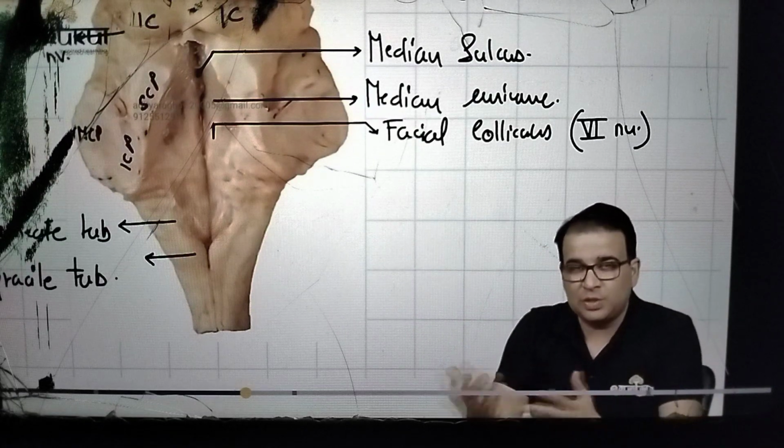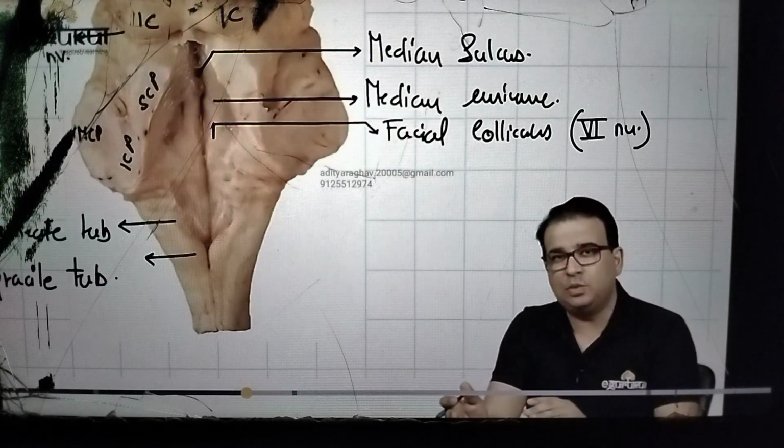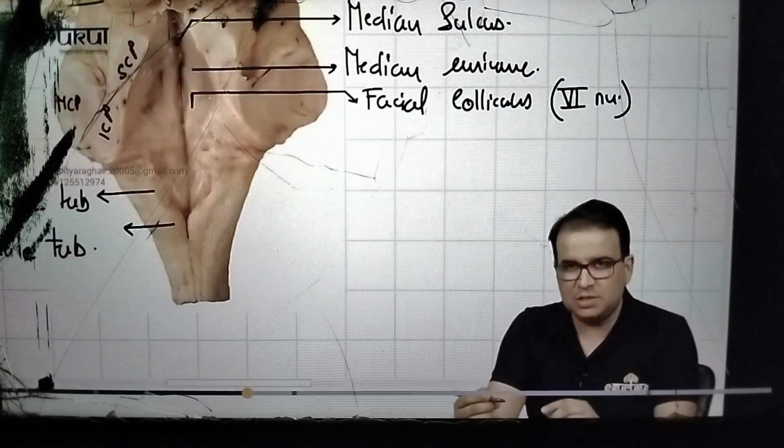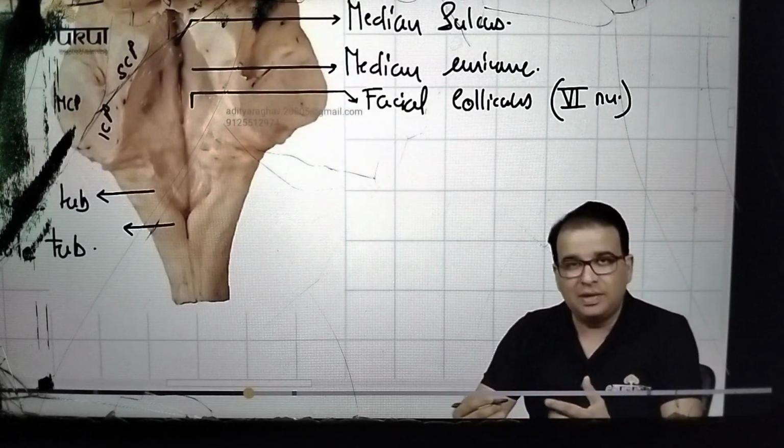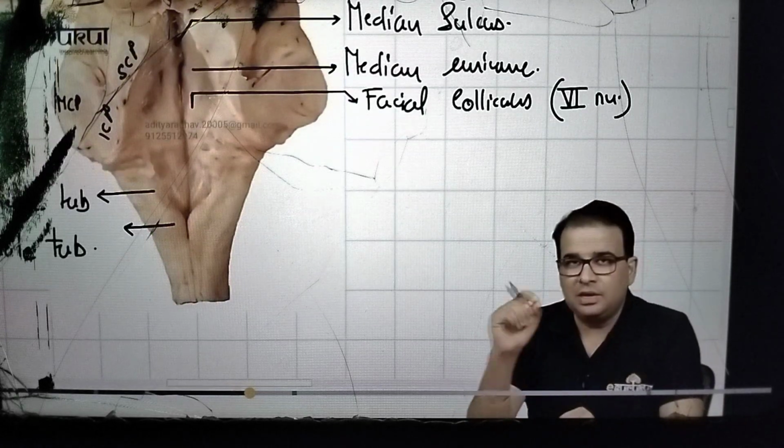That's a question also asked here. But if the question is asked, what is the nucleus present deep to the facial colliculus? That is obviously the abducent nucleus. It's the sixth nucleus. The facial nerve makes an internal genu around this abducent nucleus to come out, and that's why there's a prominence formed here. That is why the name is facial colliculus, which is actually representing the internal genu of the facial nerve.